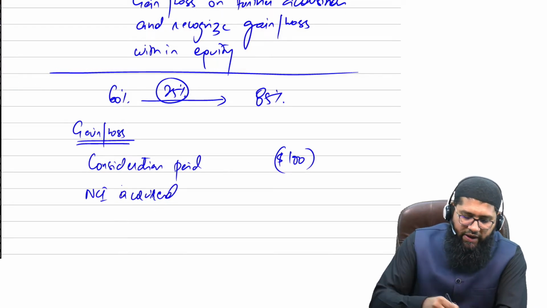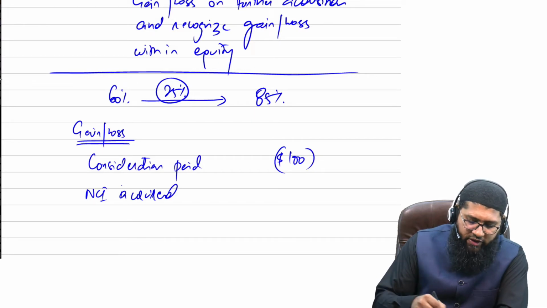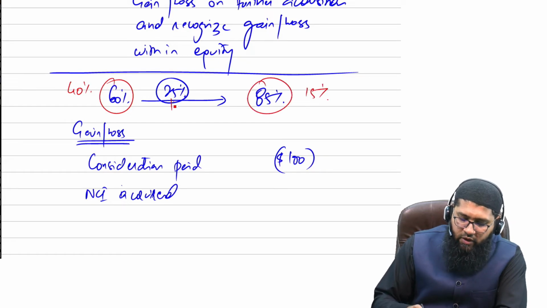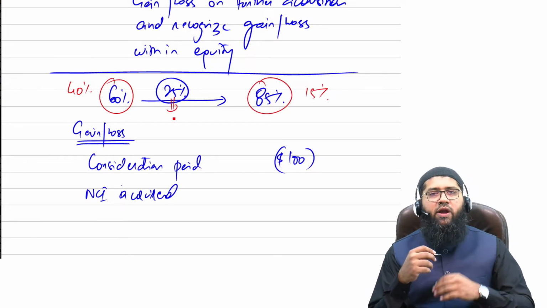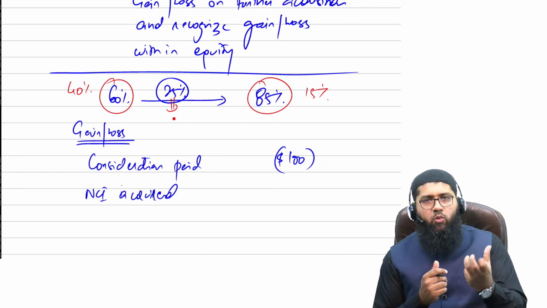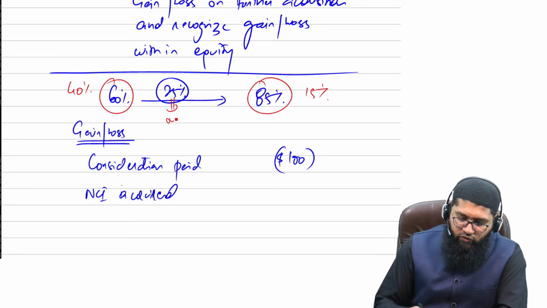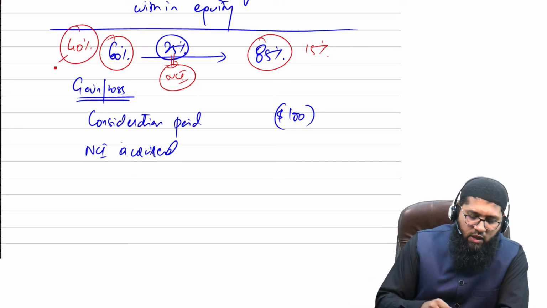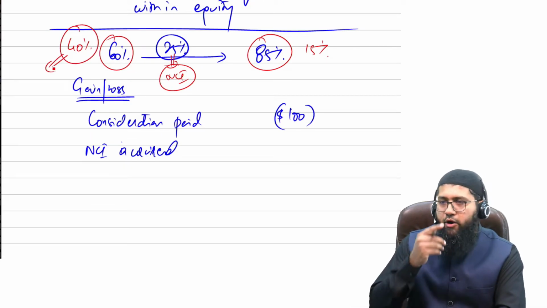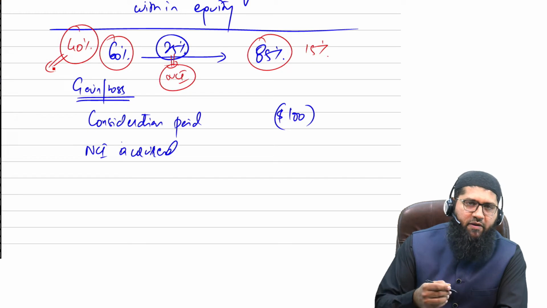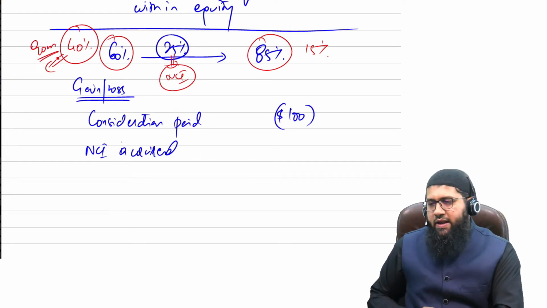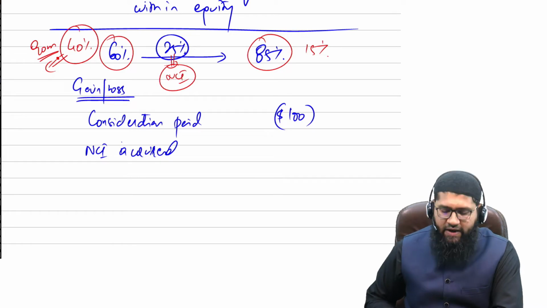Now, the NCI acquired. What exactly do we mean by this? Originally the NCI here was 40%, and now NCI has remained 15%. So this 25% shareholding that you've acquired, you've actually acquired the NCI stake. So what are we going to do? We're going to say what was the NCI carrying amount at 40%. Let's say the 40% NCI was worth 90 million.